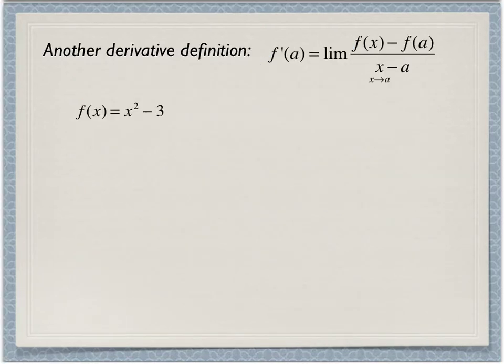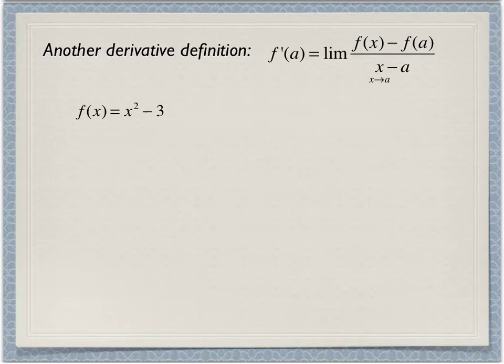Now here's another definition of a derivative, and notice here we have an a value in here. So rather than h approaching 0, we say that x approaches this particular a value. Let's just do the same thing with this function and see if we get the same result.